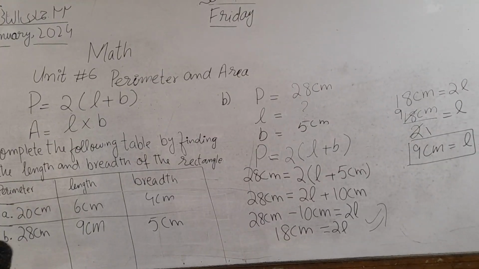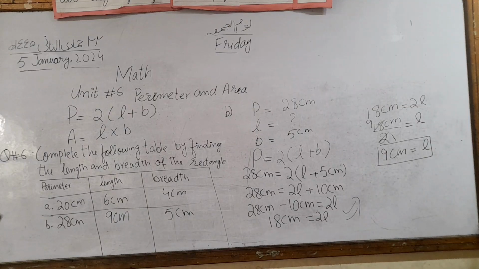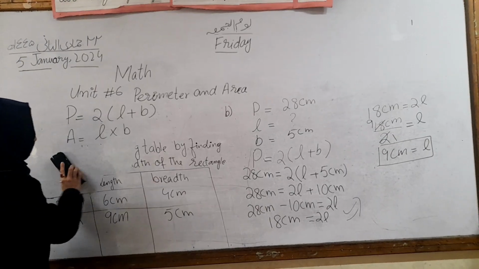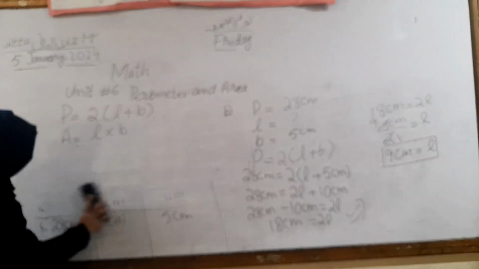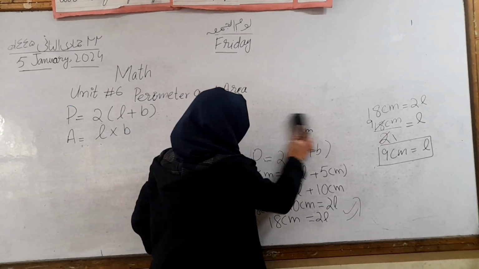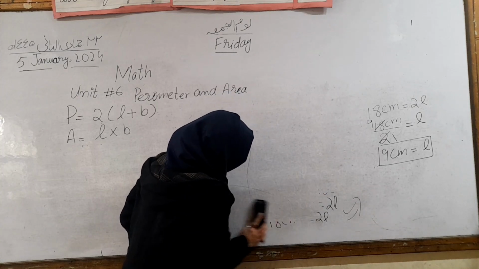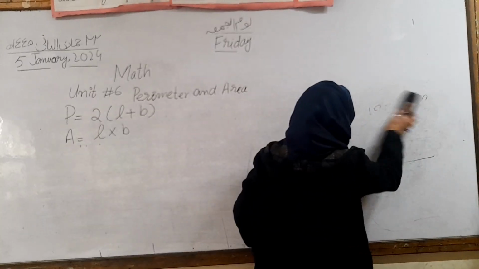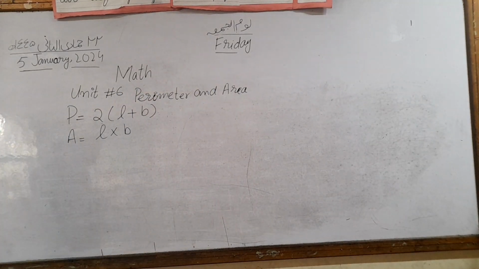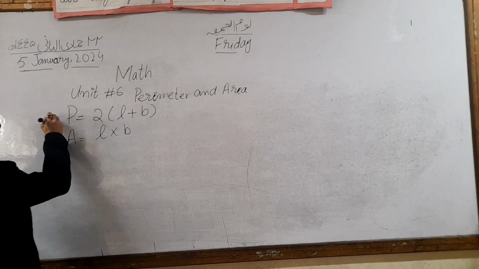So this is the way you can find different values, length or breadth. After this we have C part. So these are the formulas which you have used to find the different values.